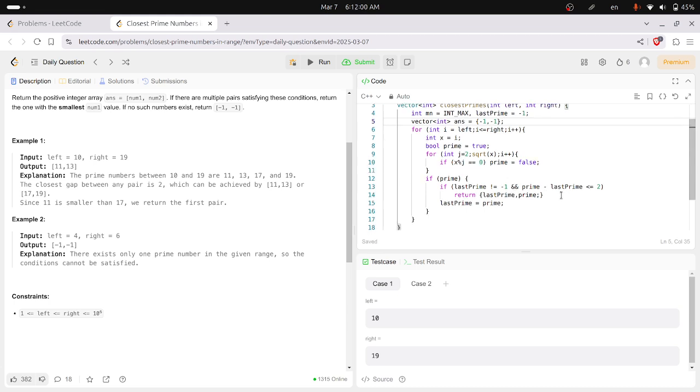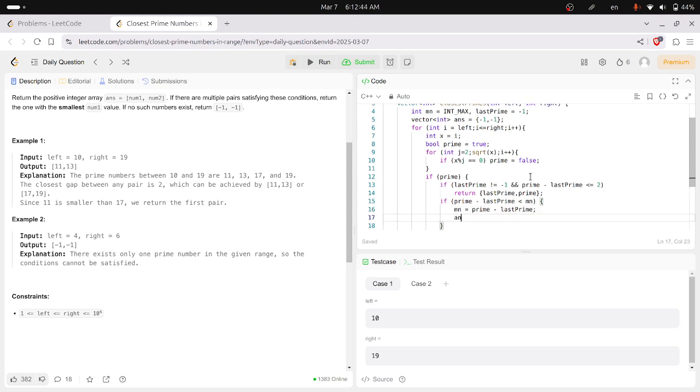So we store if prime minus last prime, like if the difference that I'm currently having is less than the minimum distance that I previously found, I'll update the minimum variable with the new minimum distance that I just found, and I will store the current pair in the answer variable. So last prime and prime.